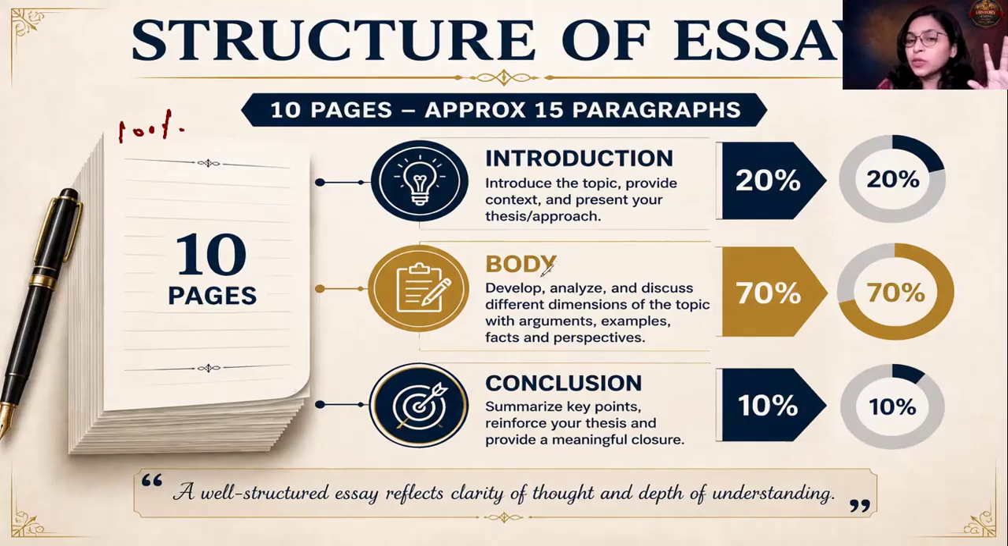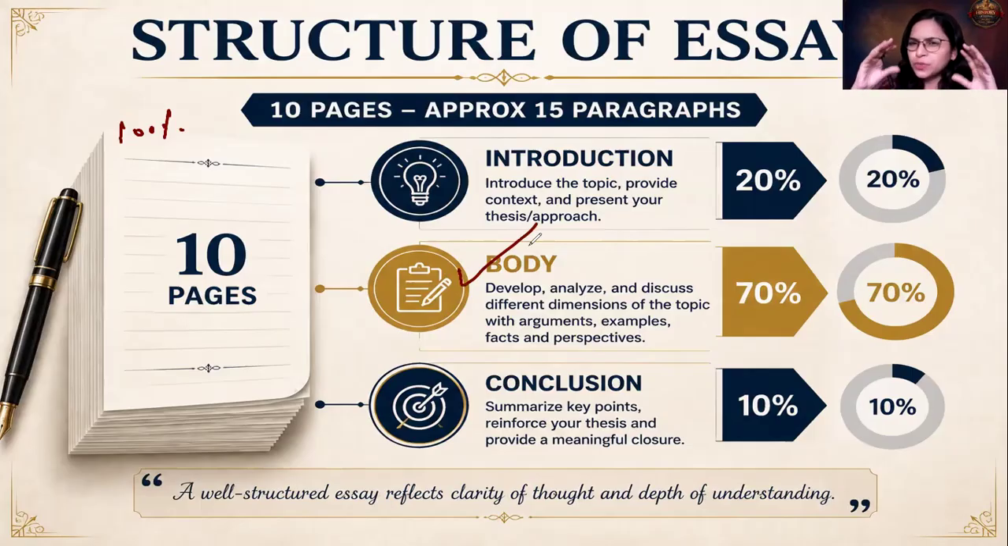Next is the body part. The body part is where you are going to develop your idea of the essay, analyze it, and discuss the different dimensions of the topic, with argument, counter argument, facts, perspectives, and solutions. So that is the very big part of your essay, and that should cover 70% of your essay pages. So out of the 10 pages, 20% should be your introductory part, 70% your body part, and the remaining 10% your concluding part, your conclusion.